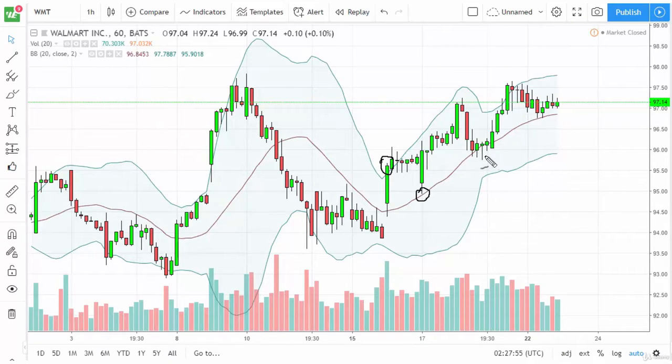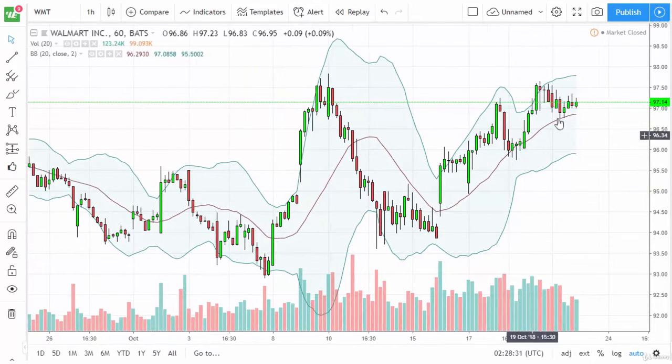You would not be concerned about the markets being overbought until you closed outside of the two standard deviations. So your entry is 95, your exit is about 97.5. Nice little trade. You're going with the trend.